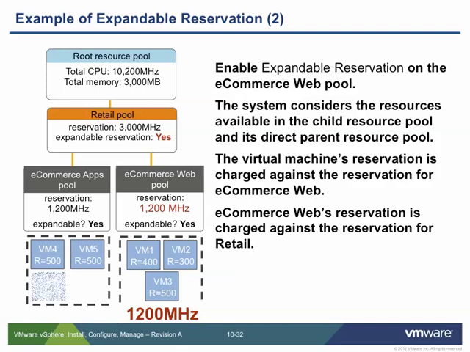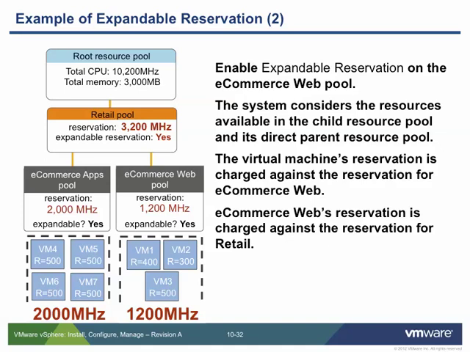So it's going to reach out. The apps pool is going to look up to the retail pool and say, hey, can I get some more processor because I need another 2000? Well, remember the retail pool had a reservation set for itself of only 3000. So the apps pool is going to tell its virtual machines, yeah, let me see if I can go get this for you because expandable was set to yes.